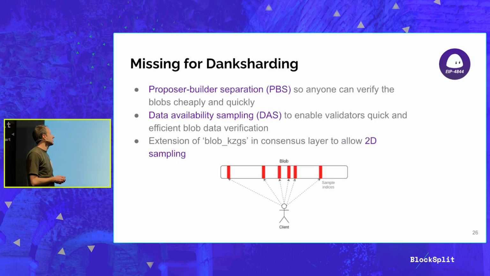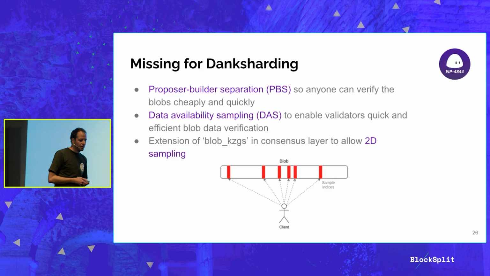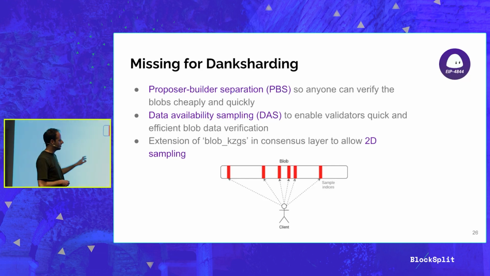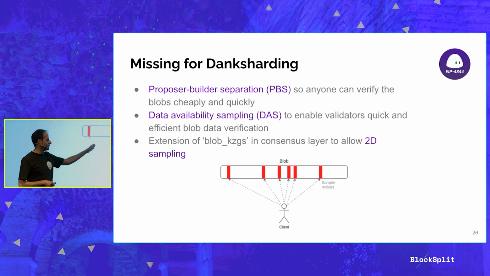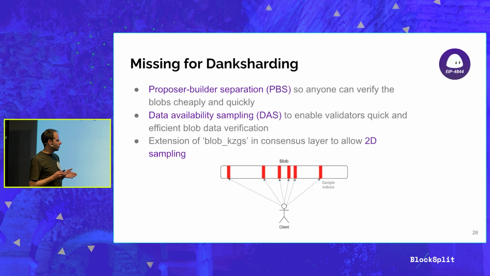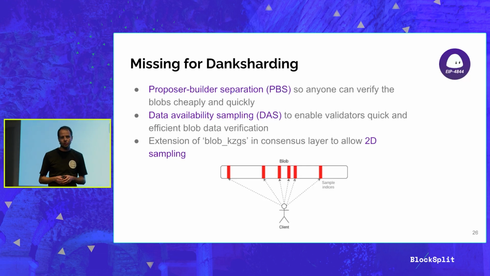But here in proto-danksharding, it works a little bit differently. Here comes data availability sampling. Basically, it enables us to prove that all data in the blob is available by only sampling specific items. This enables clients to download only part of the data, but to be sure that all data is available. Without data availability sampling, we would need to download the whole blob to verify that all data is available.